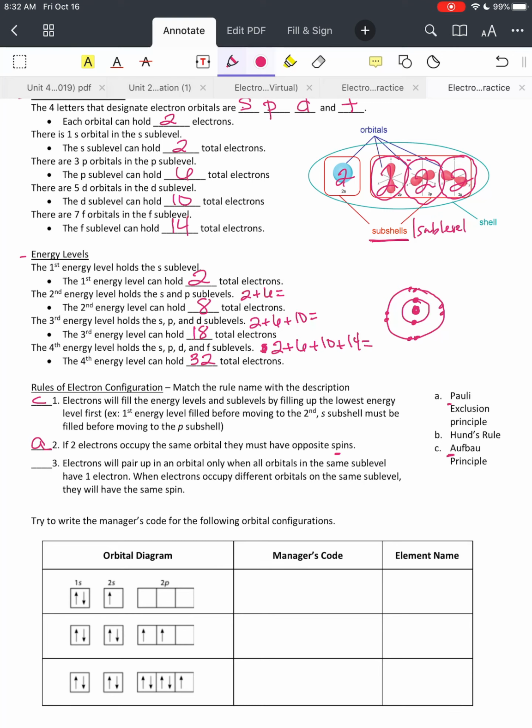And then that just leaves Hund's rule as the last one. That's talking about how electrons are only going to pair up after each orbital has 1, just like you only pair up the bunk bed people after each bed has 1 person in it. You're not going to put someone on top until there's at least 1 in each bed.